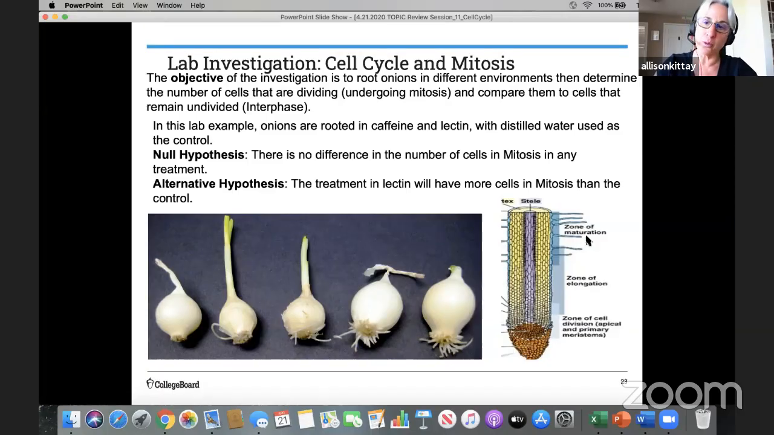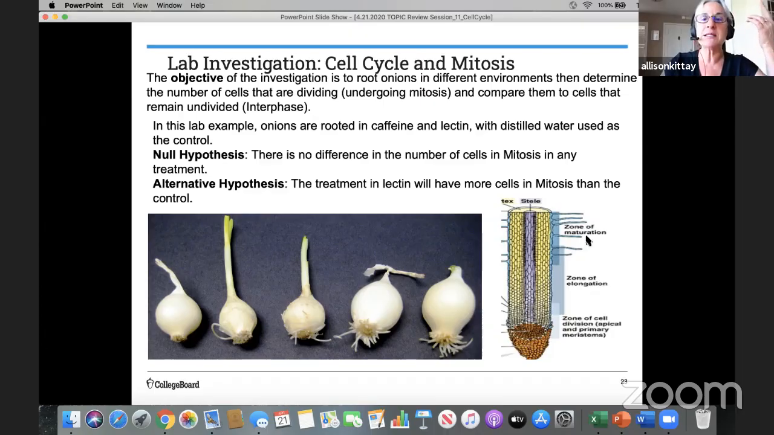And if you think about the old wives' tale that caffeine stunts your growth, you can kind of remember that. And lectin, which is a natural growth accelerator that's found associated with the roots of some plants. So it should increase the cell cycle, and then distilled water is used as a control. So the image there is showing you what it looks like when you root those onions in different environments.